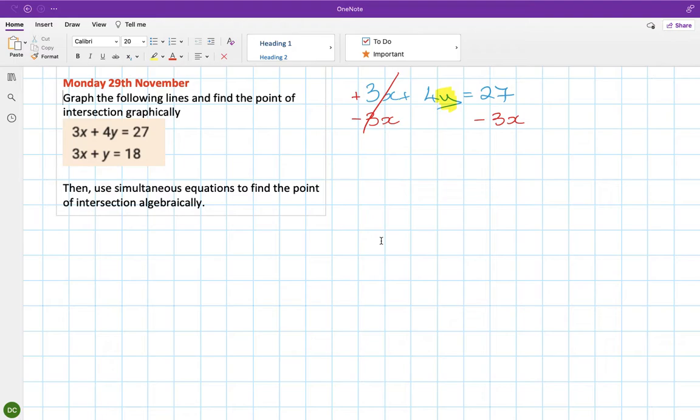So then we have 4y equals minus 3x plus 27. Still trying to isolate the y, so we divide by 4, divide by 4, divide by 4. Ugh, it's not going to be an easy one to plot. So it's minus 3 over 4x, and then plus, I'm going to need this as a decimal that I can plot, 6.75.